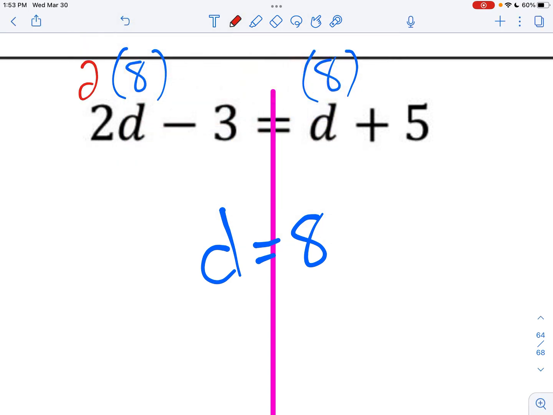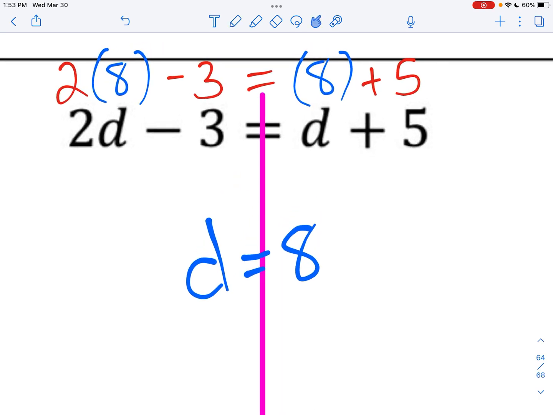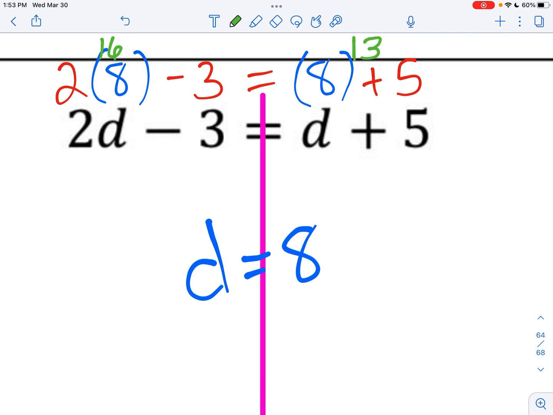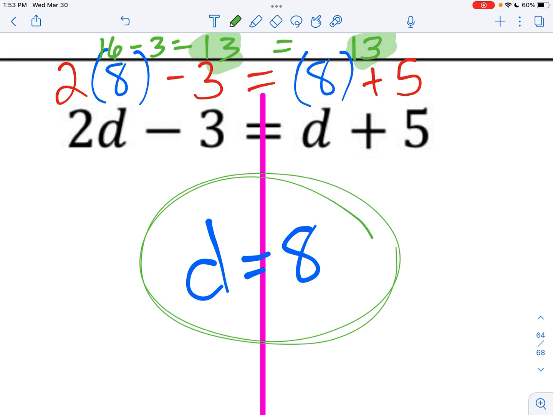Put in the 2's, 2 minus 3, and then an equals, and then plus 5. The right side's super easy, I know that one. 8 plus 5 is 13, right at 13. And on the other side, 2 times 8 is 16. So this is 16 minus 3, and that's 13. So we got the same thing on both sides. We got 13 and 13. So that means D does equal 8.